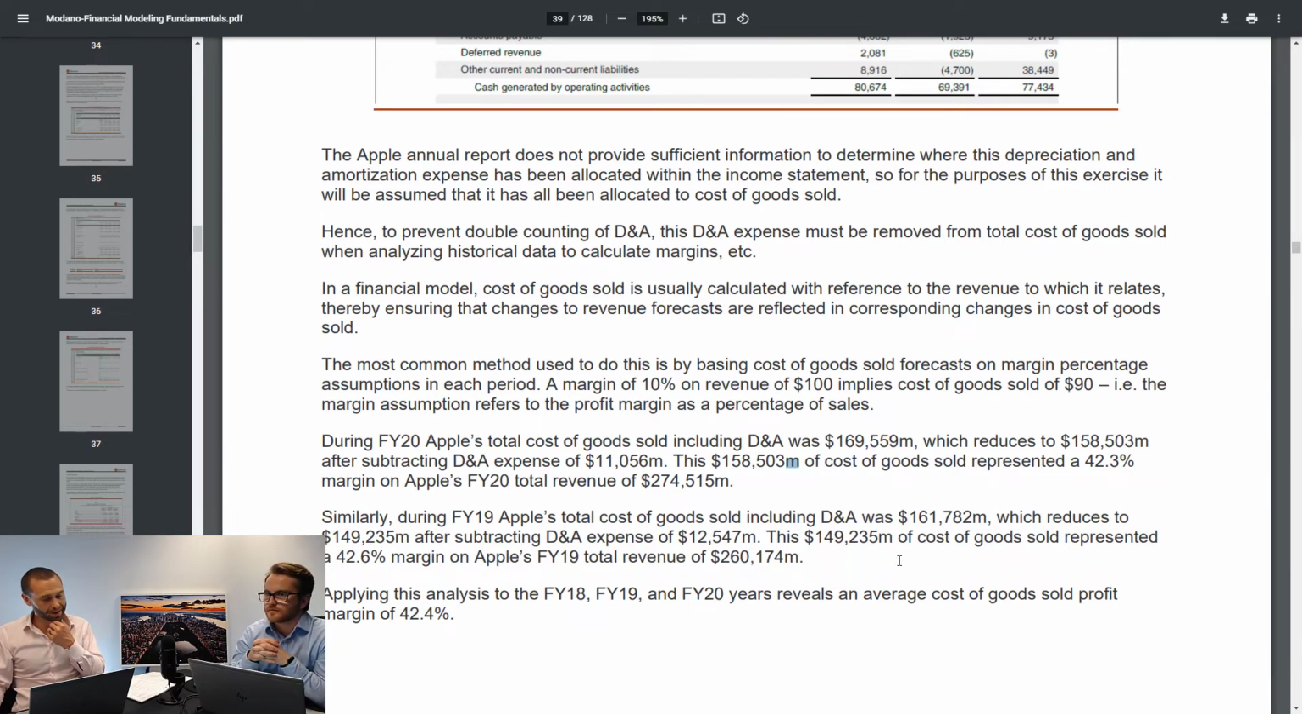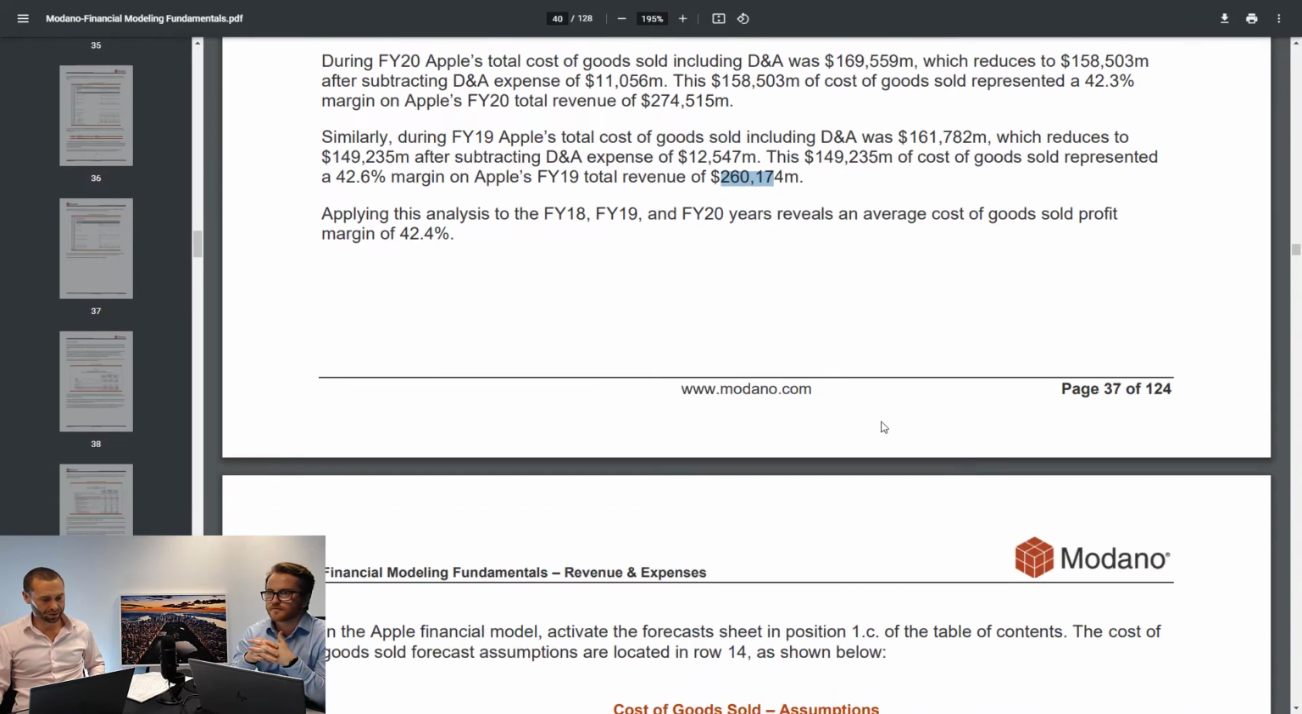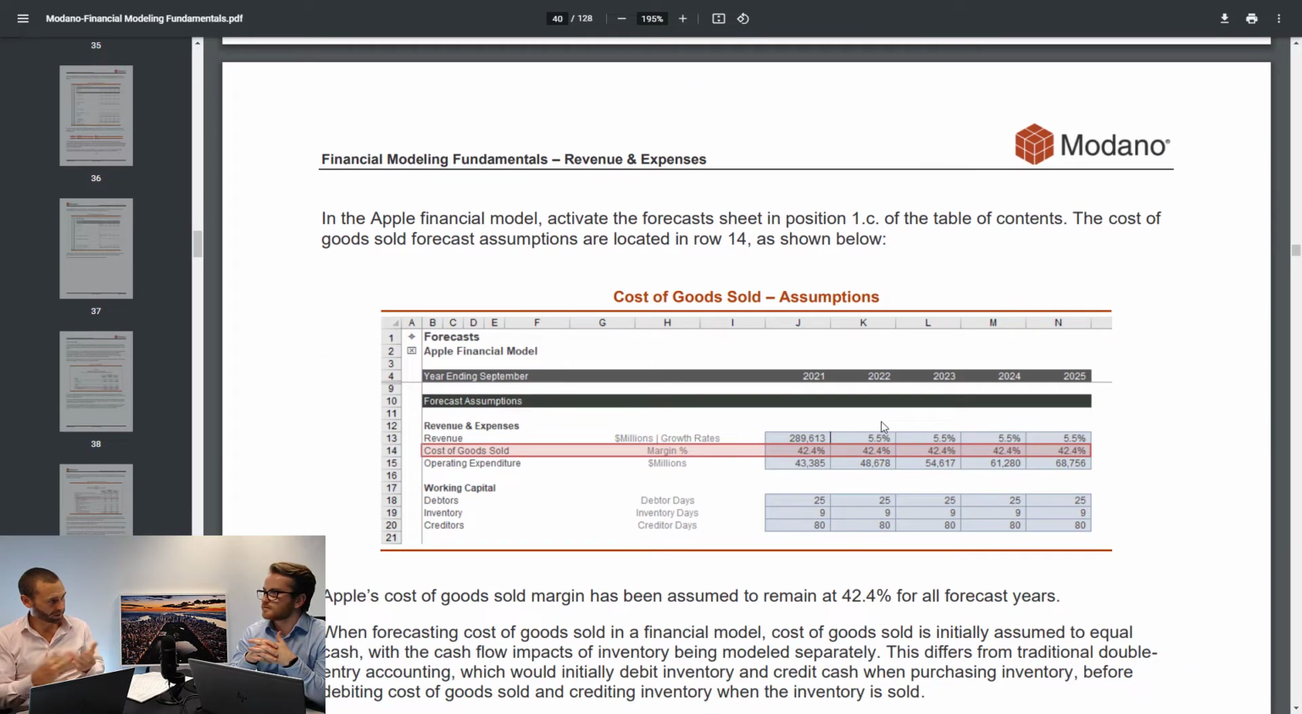Now, if you look at that, what margin that implies on 149 billion on sales of 260 billion, that's a 42.6% margin. So their margin basically in 2019 and 20 has been 42.6, 42.3. So what we've looked at is, okay, what was their average margin over the last 3 years? And the average cost of goods sold margin excluding D&A as a percentage of total sales was 42.4%. And that's where we've got the assumption we've included in the model as 42.4% as a margin assumption.